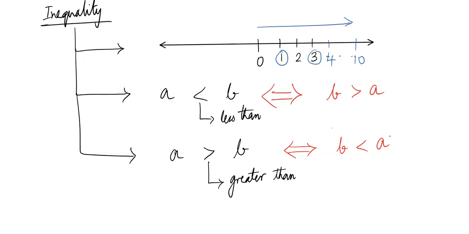And what happens when you switch the order? The symbol also reverses, right? Because if you didn't change the symbol, then you're simply saying the opposite, not the equivalent statement. A greater than B, if you didn't change the symbol, would become B greater than A, right? So you have to change their positions and change the symbol to make it equivalent, to make it a true statement.